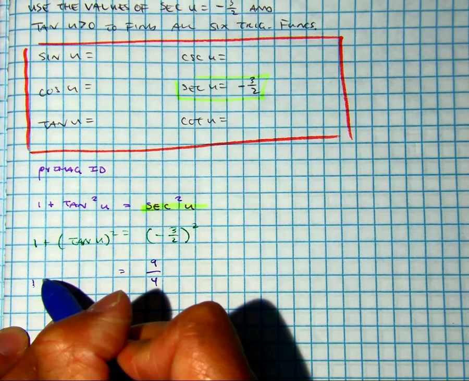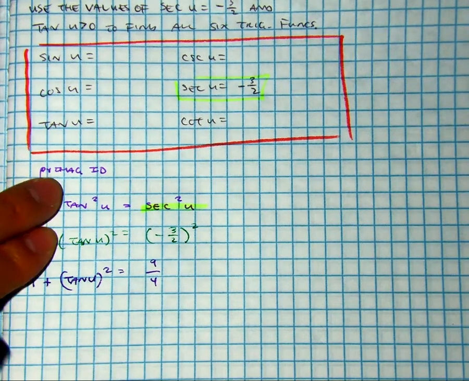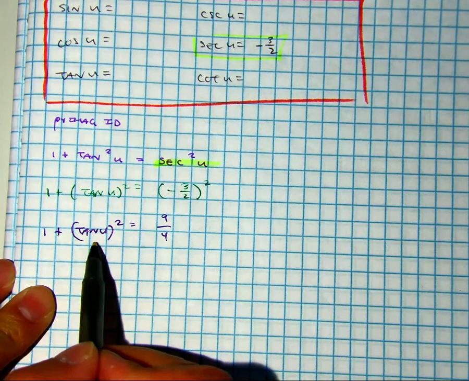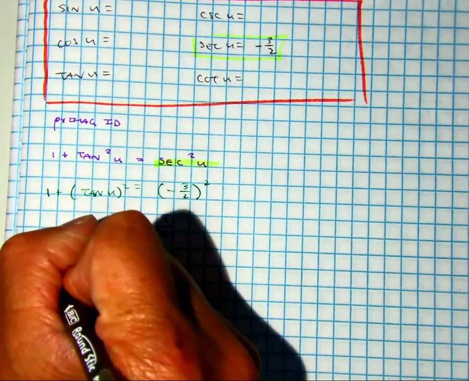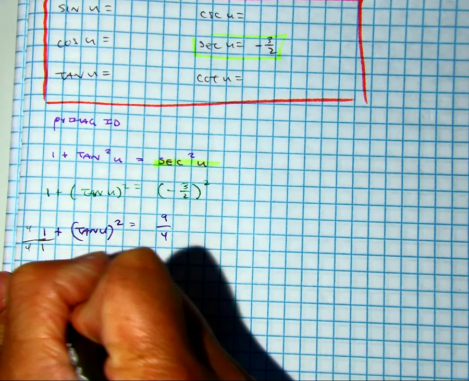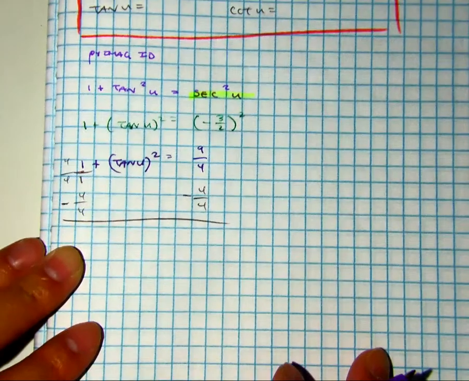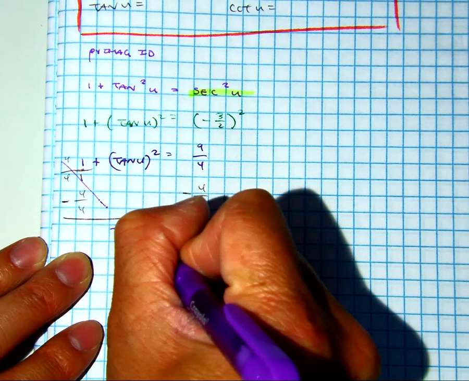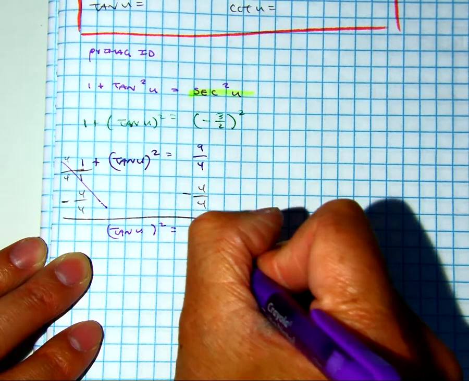So here I have 1 plus tangent of u squared. Remember, these are the same thing. Well, I need to get tangent by itself, so I'm going to subtract 1. But if you look over here, my common denominator is 4. So in some ways, I'm really subtracting 4 over 4. Do you see that? So this is just going to equal 0. So I'm left with tangent of u squared equals 9 minus 4 is 5 fourths.